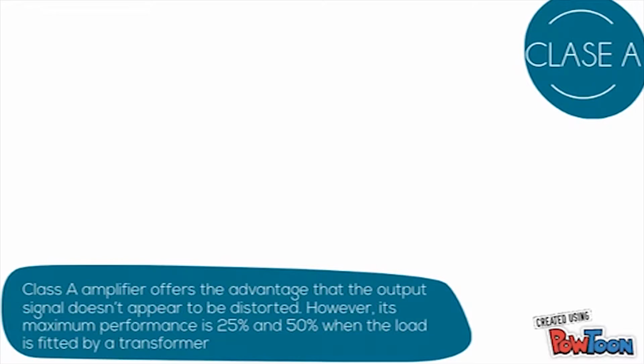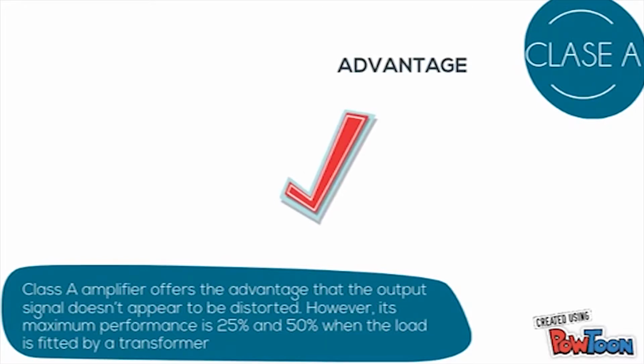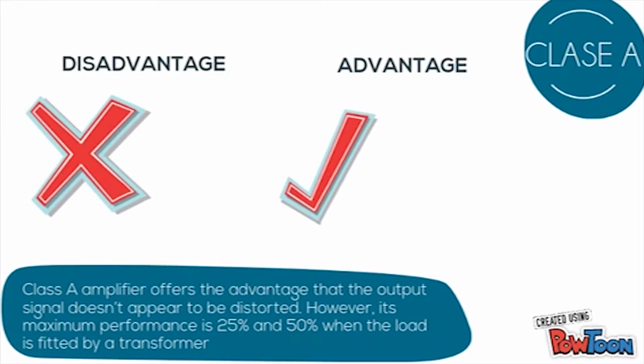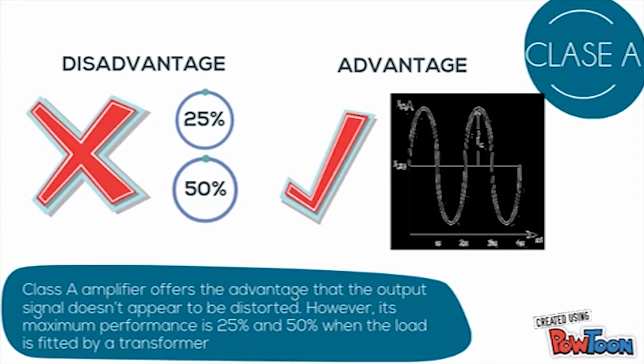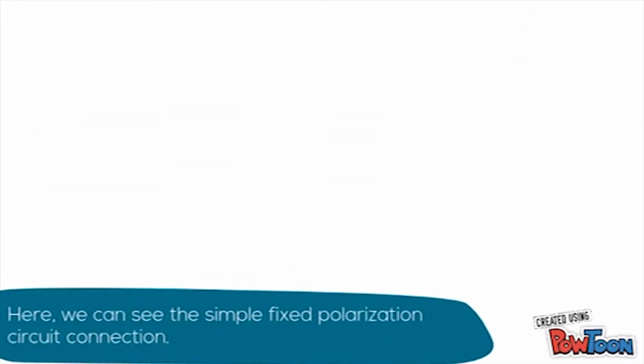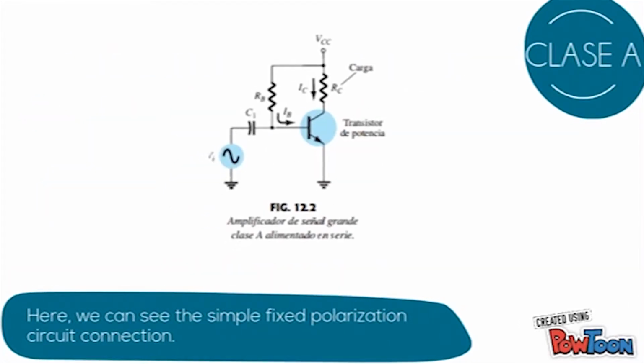Class A amplifier offers the advantage that the output signal doesn't appear to be distorted. However, its maximum efficiency is 25%, and 50% when the load is fed by a transformer. Here we can see the simple fixed polarization circuit connection.